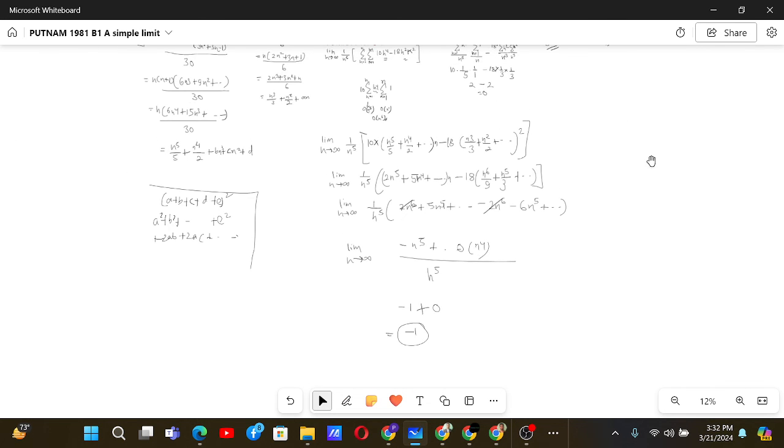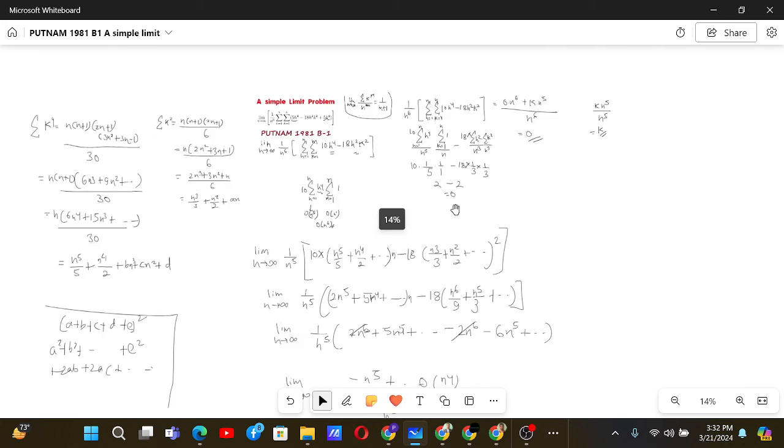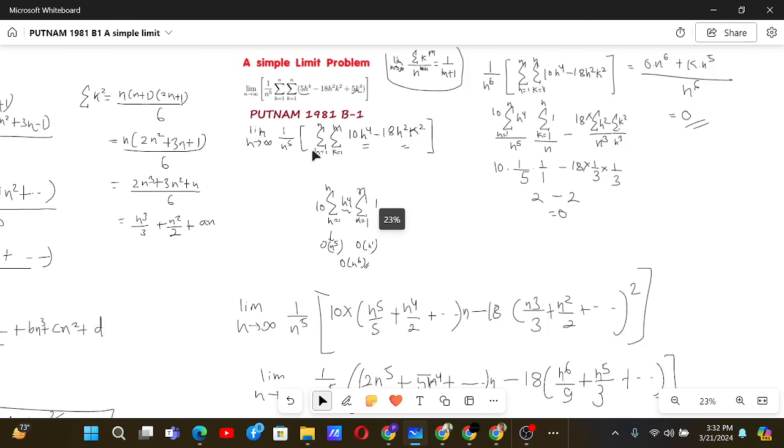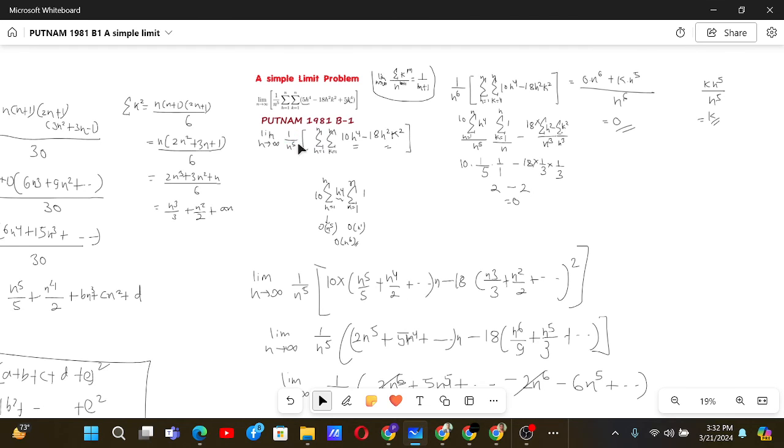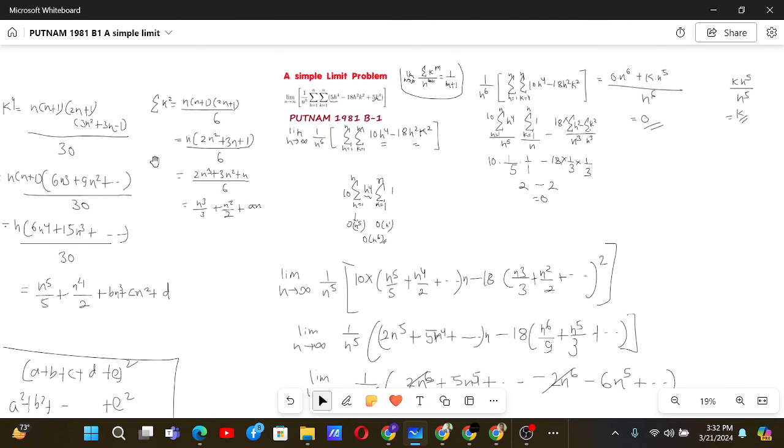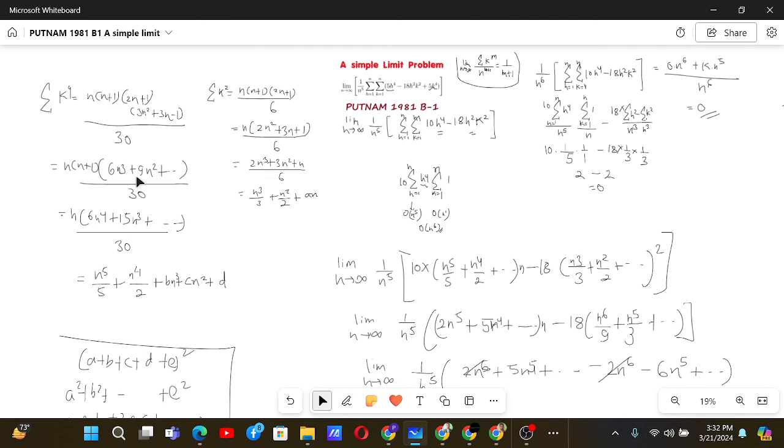So this is how we found this answer. This is minus 1. So this was a pretty simple problem. You can just derive these formulas. It might take just a few minutes to derive these formulas, or also you can use the Bernoulli numbers. And then after you have got these two sums, just put them in the original limit problem, and you will get the answer.